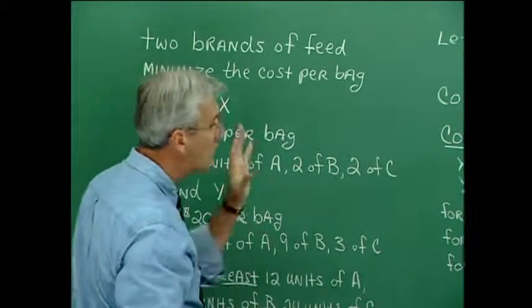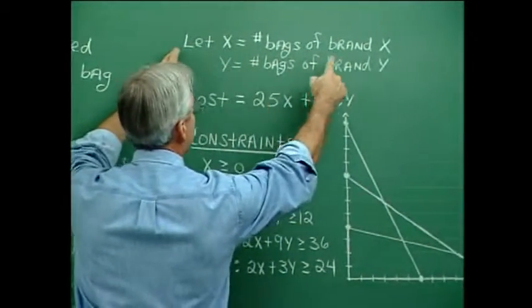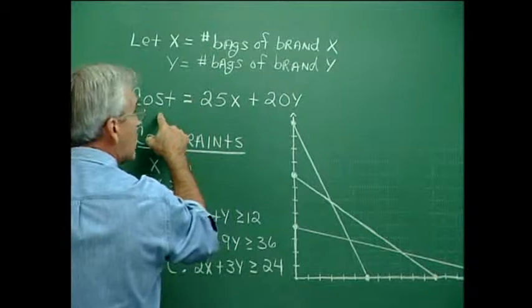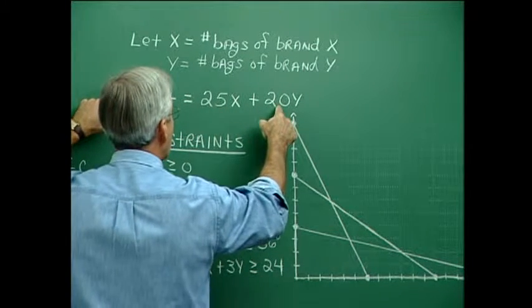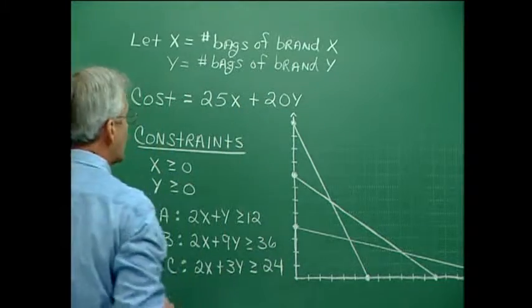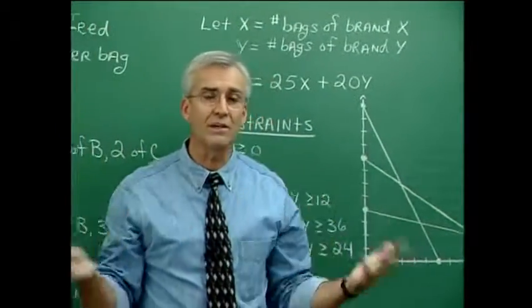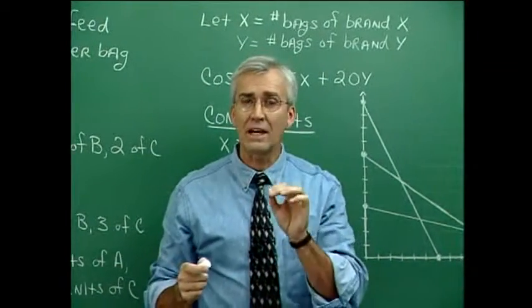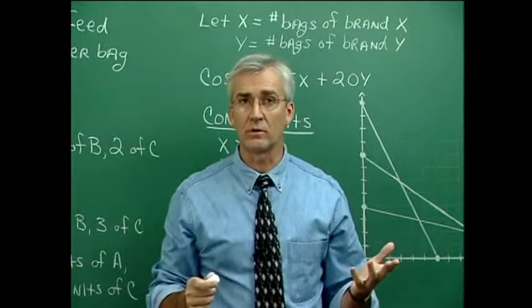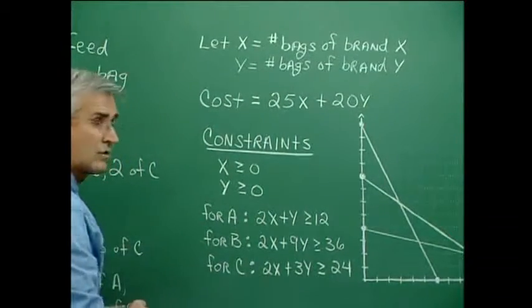So let's go over here and we do that. We say, let X be the number of bags of brand X, Y be the number of bags of brand Y. So the cost equation, the objective function, is 25X plus 20Y. All right, now for the constraints. Now, the first 2 constraints are rather trivial. We can't have a negative number of bags of these things. So X and Y are greater than or equal to 0. So those are the first 2 inequalities in our list of constraints.